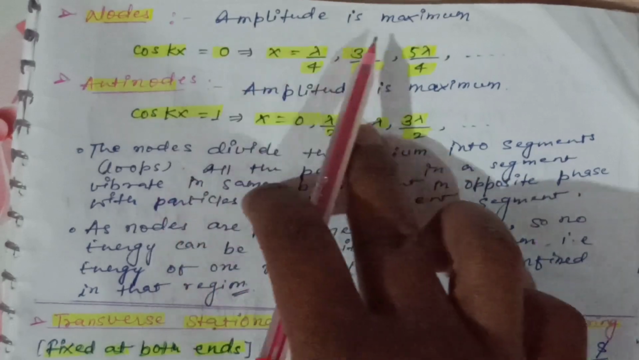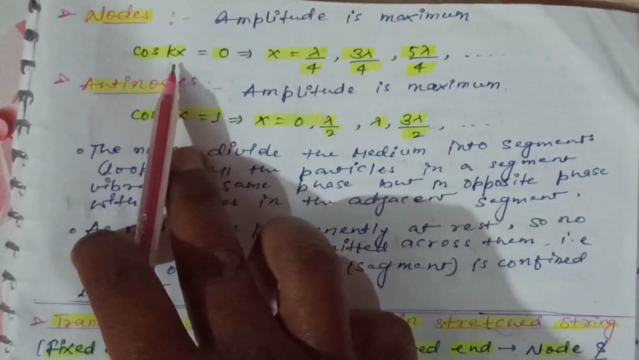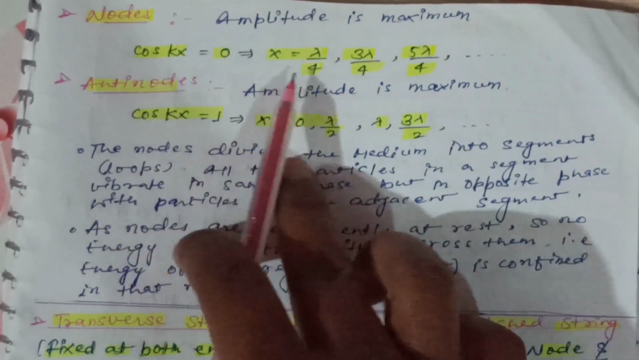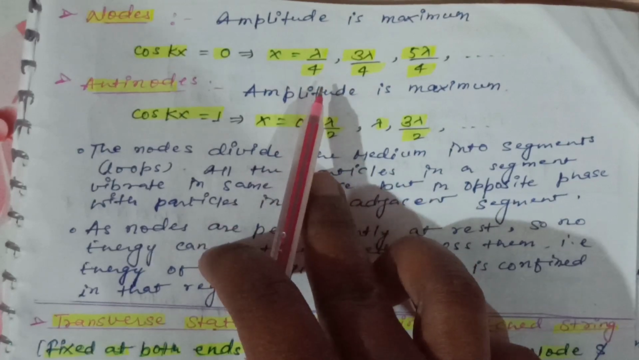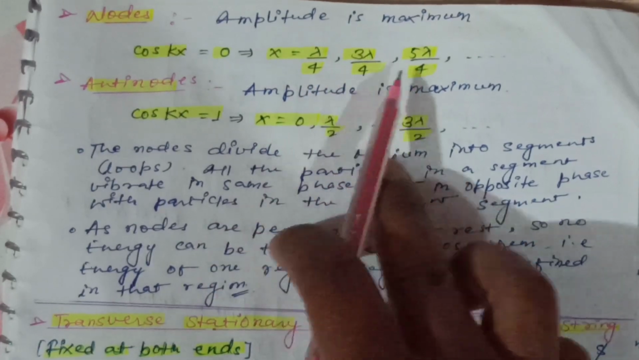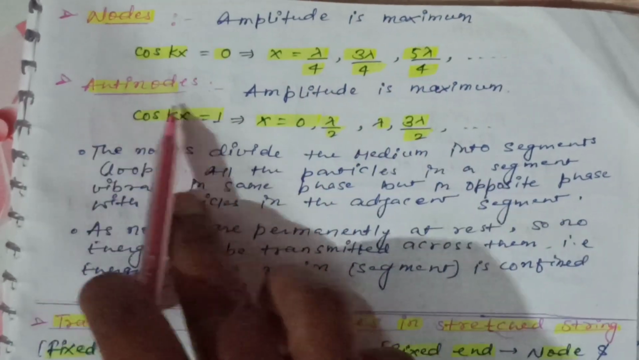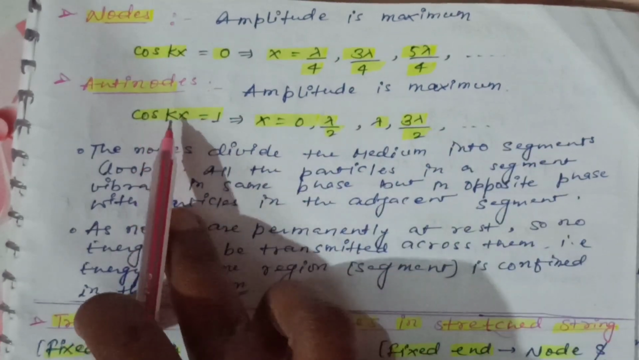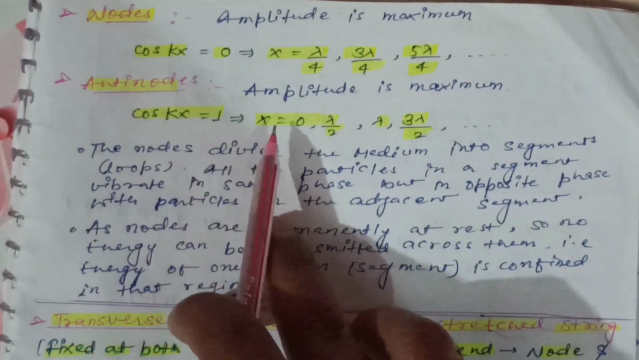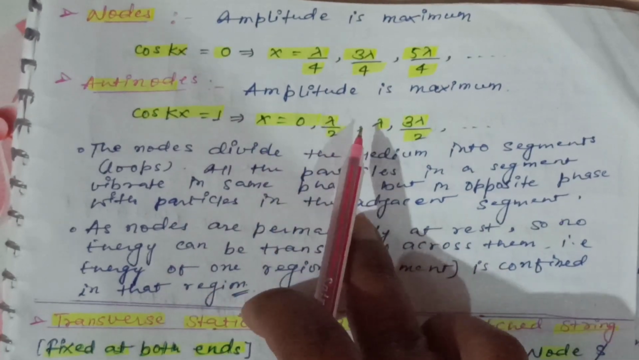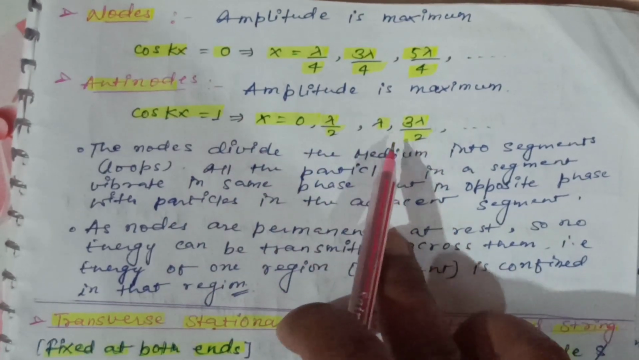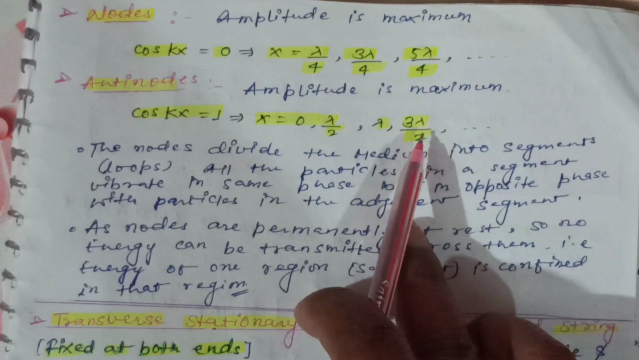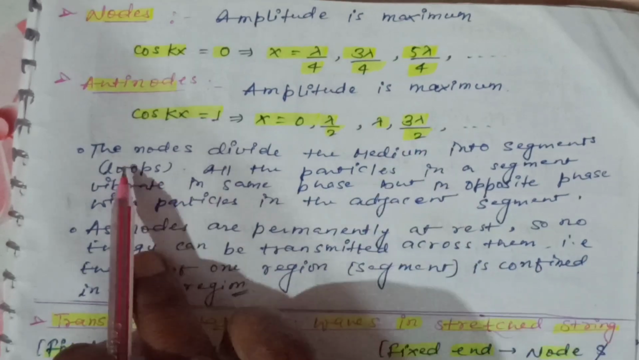Nodes: amplitude is minimum, cos kx is equal to 0, x is equal to lambda upon 4, 3 lambda upon 4, 5 lambda upon 4. Antinodes: amplitude is maximum, cos kx is equal to 1, x is equal to 0, lambda upon 2, lambda, 3 lambda upon 2.